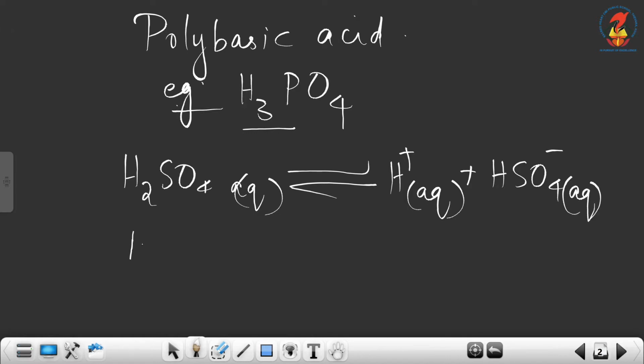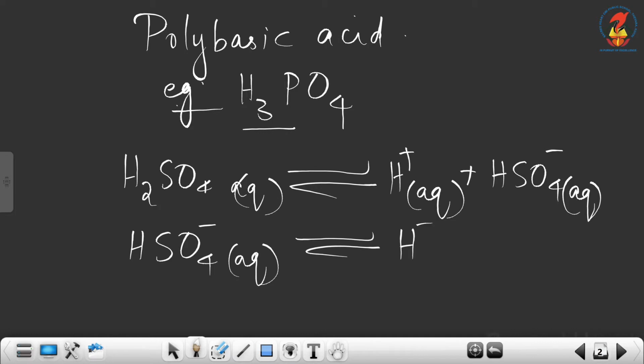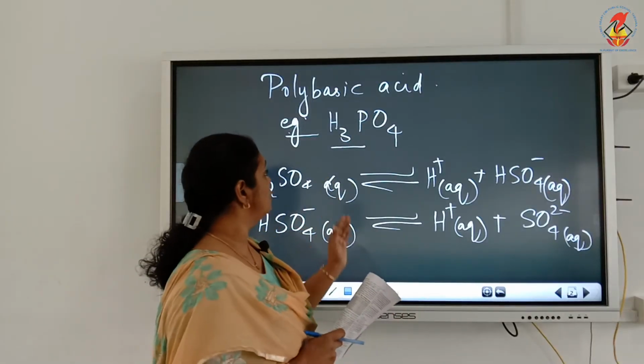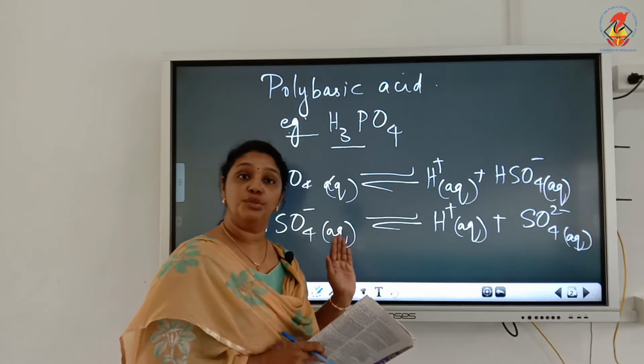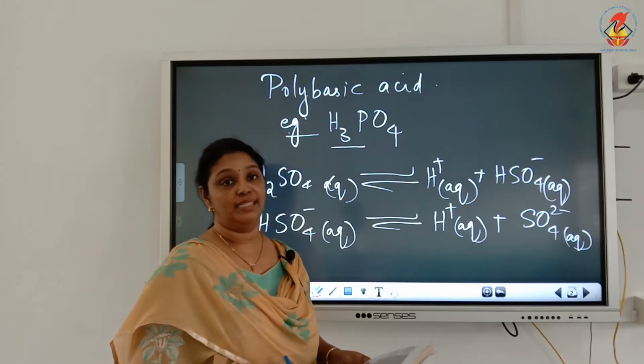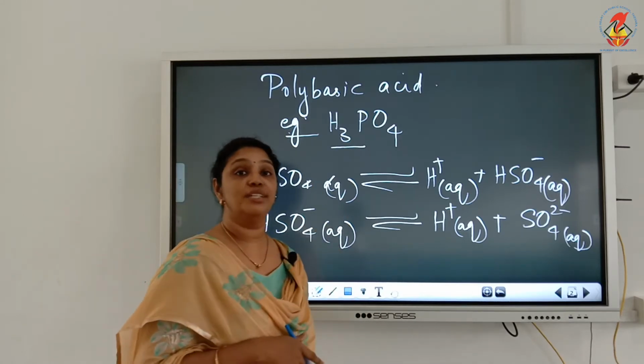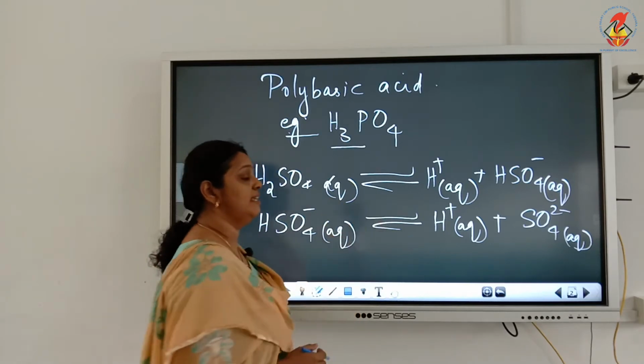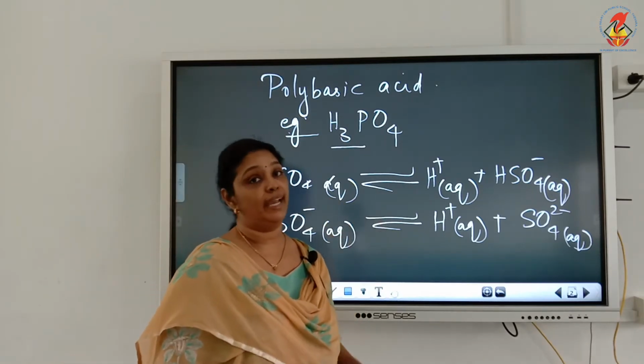Now, in the second step, we have HSO4-, which ionizes to give one more H+. When one H+ is removed from HSO4-, we get SO4 2-. So, since H2SO4 ionizes in two steps, or there are two ionizable protons in H2SO4, we can call it a dibasic acid. And these are the two ionization steps. This is the first ionization step and this is the second ionization step for sulfuric acid.